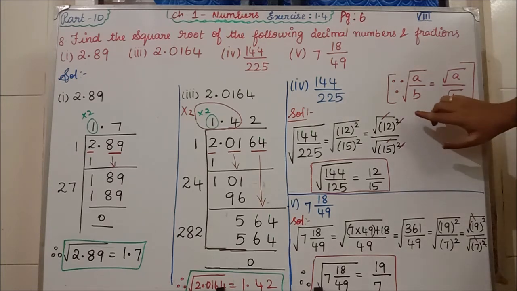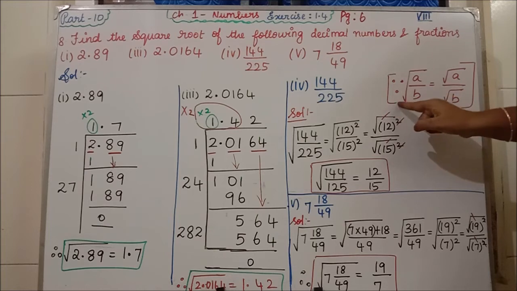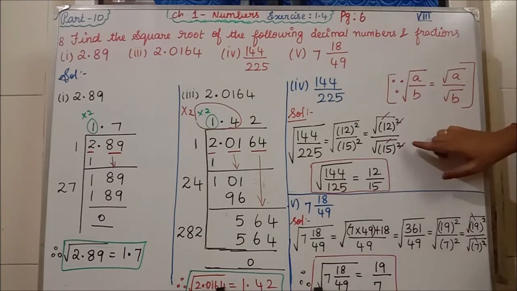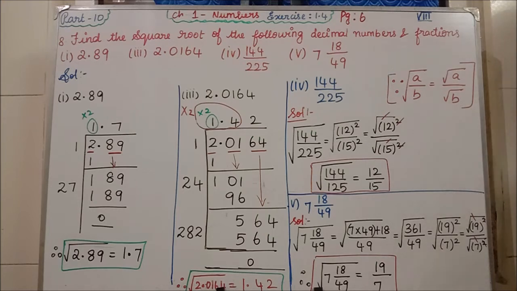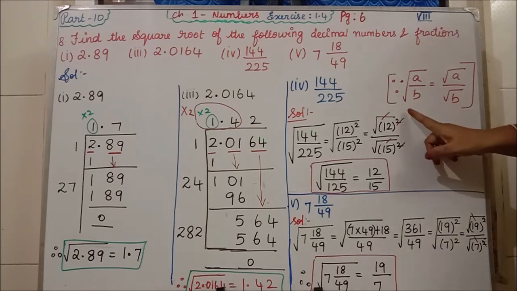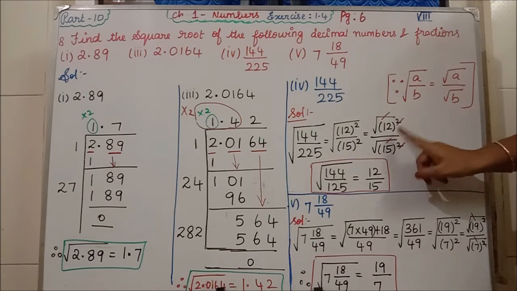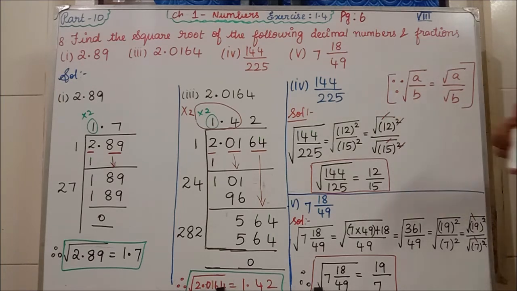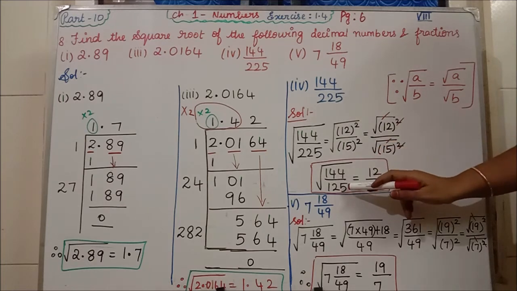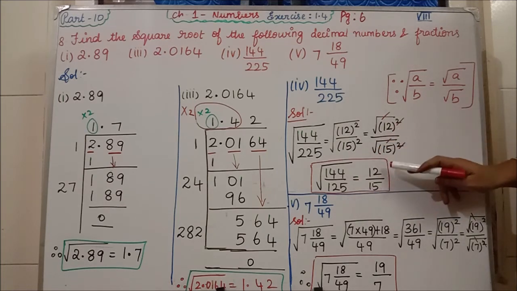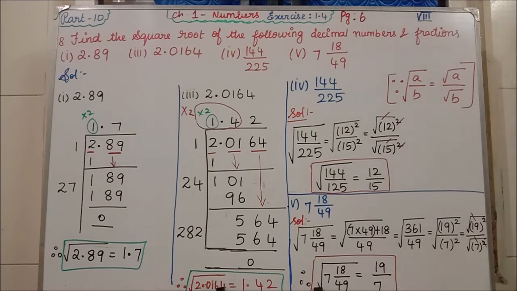So next step, this square and square root will get cancelled, because both are inverse operations. Inverse operation means it will get cancelled. Similarly here, square and square root will get cancelled. So the square root of 144 divided by 225, the answer is just 12 by 15. Clear, all of you, this fourth subdivision? Yes. Next we will see the fifth question.